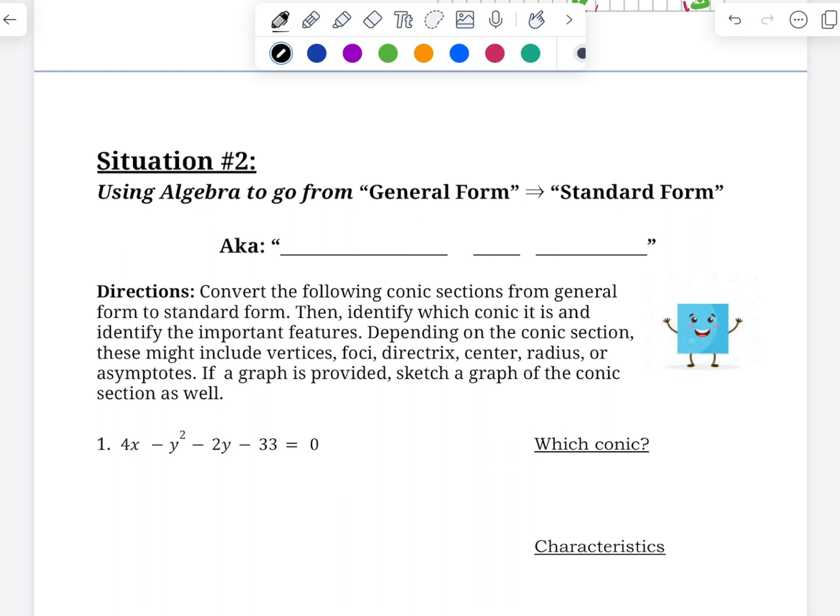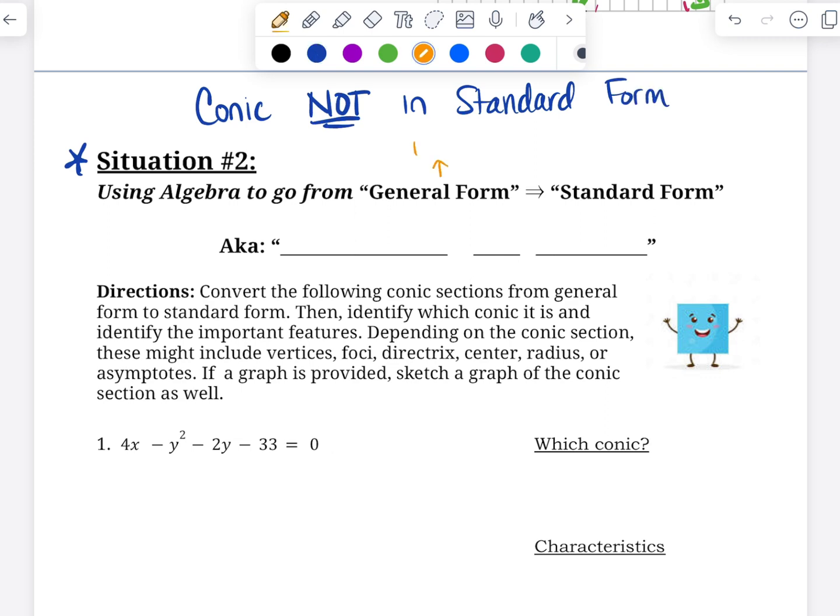Okay, so we are now going to be talking about the second situation in which you have a conic that originally is not in standard form. A little reminder: general form is when you've got just a list of terms. This one right here is at present in general form, and we want to turn it into standard form. That's the kind we use to graph, the graphing transformational form.